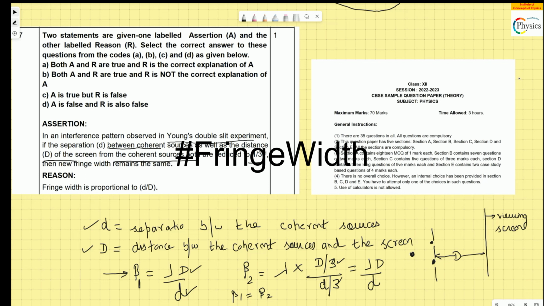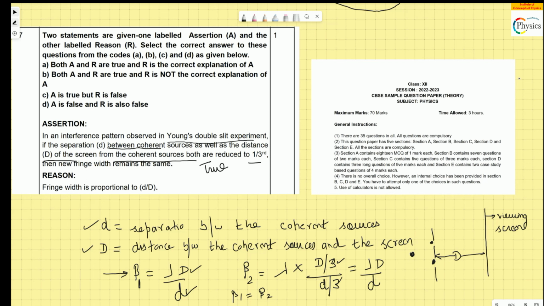But let's understand one thing, be very careful on this. The assertion is true, right? So we completely agree with the assertion. So A is true. But let's see whether R is the correct explanation or not. And R is not the correct explanation of A.